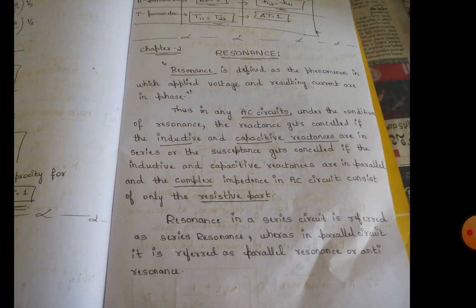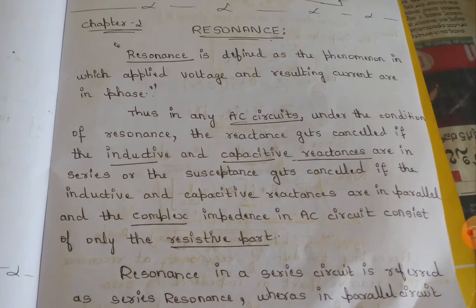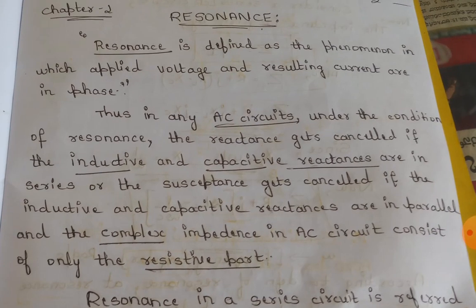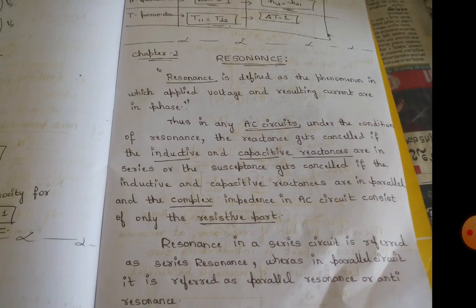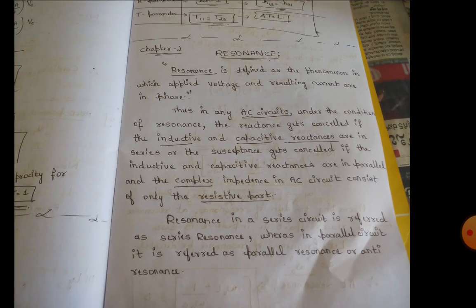Now let's go to the second chapter of this module. The name of the module is two-port networks, which is basically the fifth module, where we had all the parameters along with the necessary equations. In this fifth module the second chapter is called resonance. This is the basic definition of resonance: resonance is a phenomenon in which the applied voltage and the resulting current are in phase.